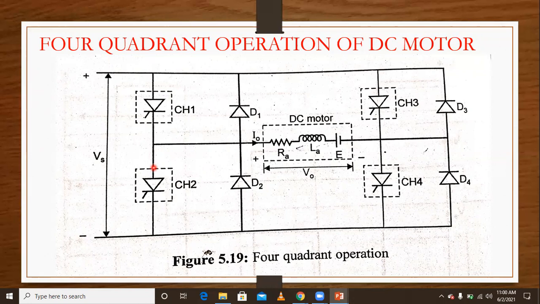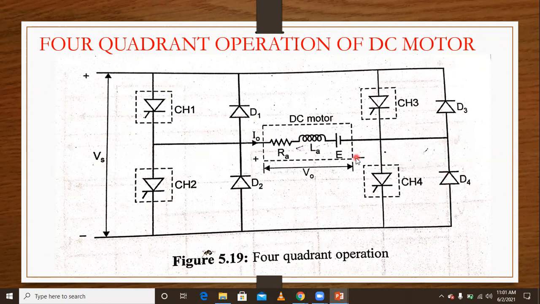In second quadrant operation, forward braking mode, the voltage is positive but the armature current is negative. That means if CH2 is operated, the armature current flows out of the DC motor like this. So when CH2 is on, the armature current is reversed, that is, negative. Understood? The current flows through the inductor L, CH2 and D4.